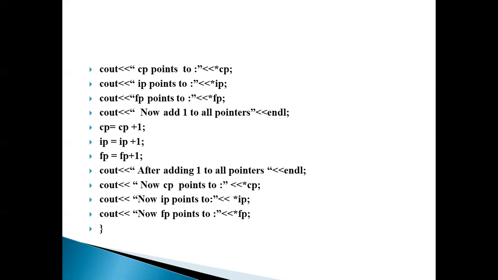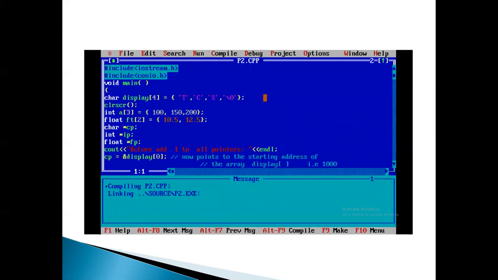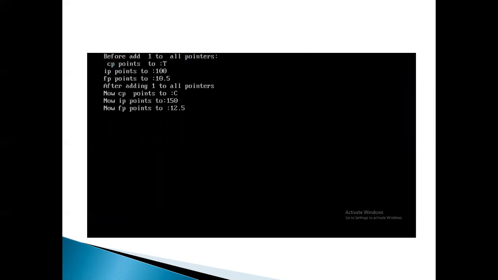Now we are adding 1 to all pointers. CP equal to CP plus 1, IP equal to IP plus 1, FP equal to FP plus 1. So after adding 1 to all pointers, let us see what data will be displayed. Before adding 1, T, 100, 10.5 will be displayed. After adding 1 to all pointers, the next character, next data will be displayed. That is C, 150, 12.5 will be displayed, because we have added 1 to all pointers, right? So you will get this data: C, 150 and 12.5.